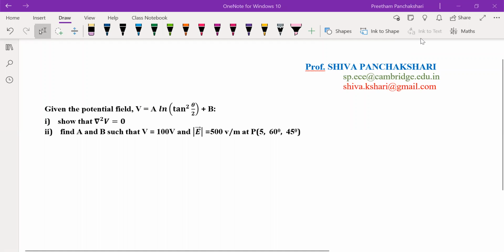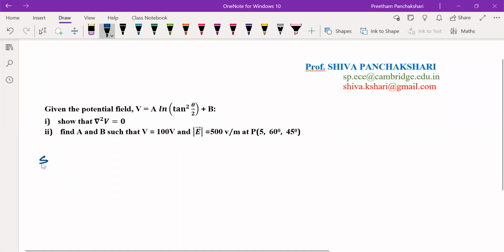Let us solve this problem. In this problem, a potential field V is given. So we have to verify whether del square V is equal to 0 or not. And of course, we have to find A and B in the expression of V for given values of V and E. This problem is in spherical coordinate system because the variable is theta. Theta appears only in spherical coordinate system.